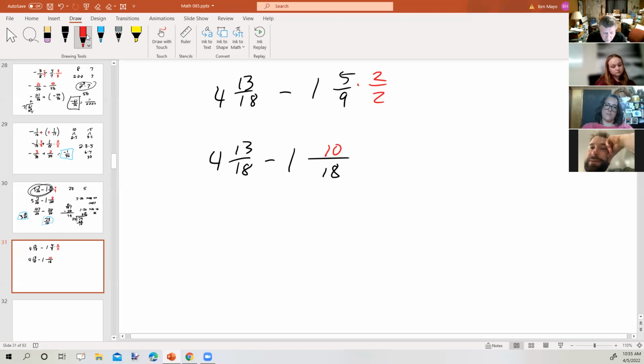Now here, we're taking away less 18ths than what we have. So in this case, we wouldn't have to change it to improper fractions. We could, but we could say 4 minus 1 is 3, 13/18 minus 10/18 is 3/18. Okay, you all right with that?